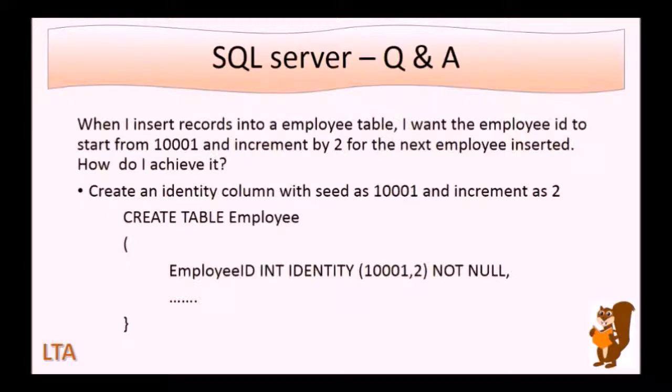You need to create an identity column and set the seed to 10,001 and the increment to 2. The syntax is column name, data type, identity, which is the keyword, the seed, set it to what you want it to start from, and the increment.